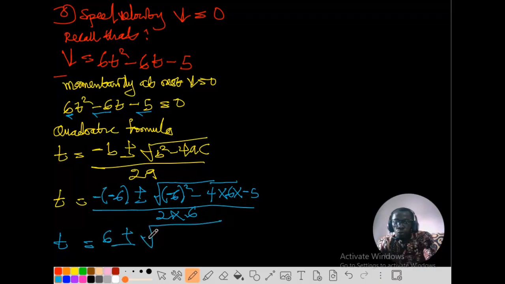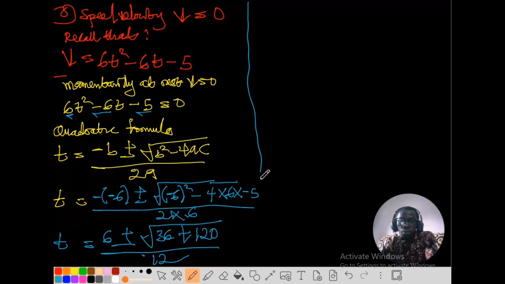So this will now give t equals minus times minus gives positive 6, plus or minus square root of minus 6 squared, 36. Then minus 4 times minus 5, which will give positive. 4 times 5 is 20. Then 20 times 6, 120, over 2 times 6, which is 12. So if you continue to simplify, you are going to have t equals 6 plus or minus square root of 156 over 12.